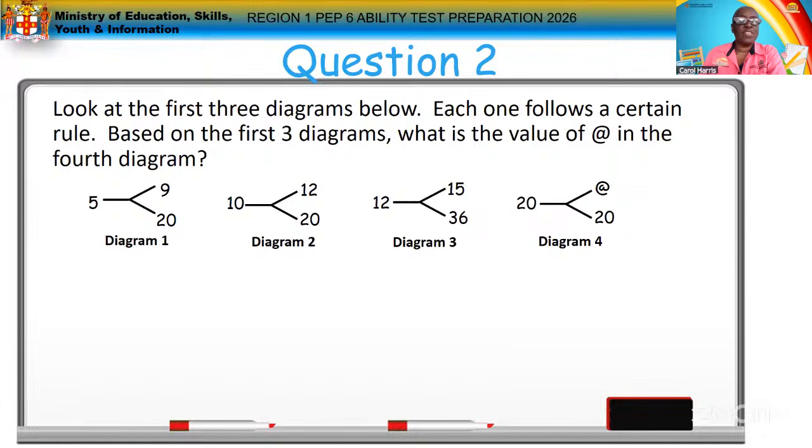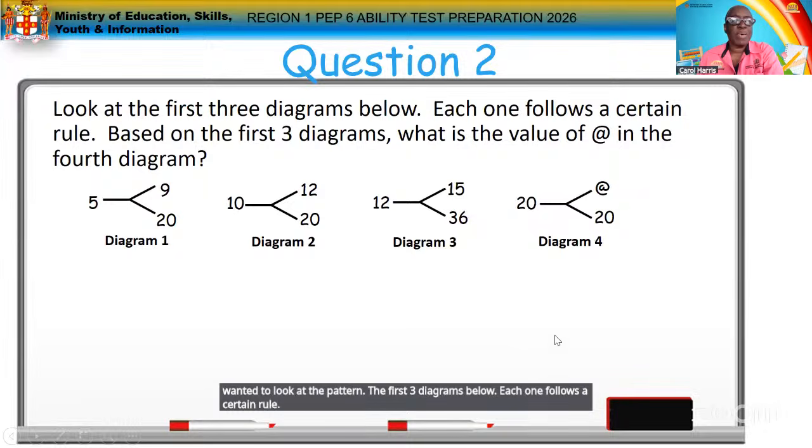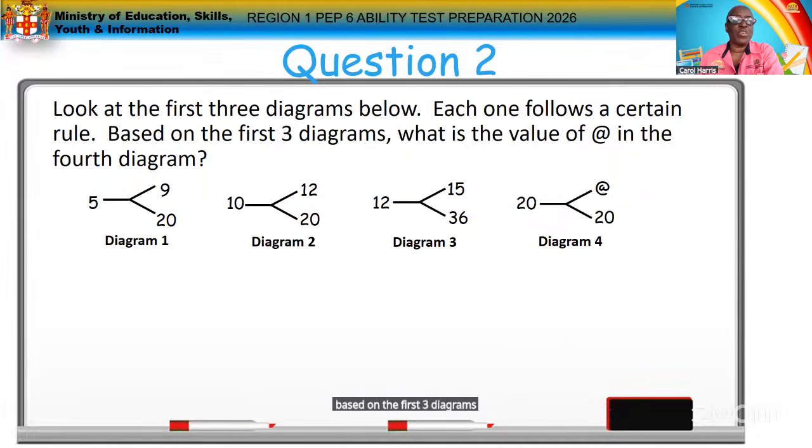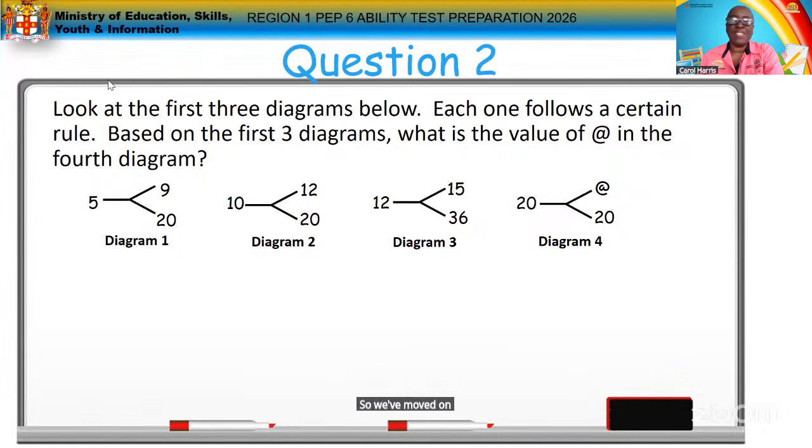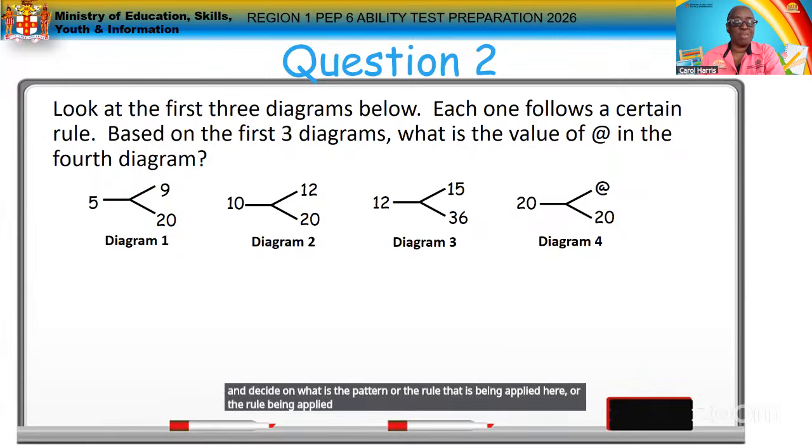Wanted to look at the pattern, the first 3 diagrams below. Each one follows a certain rule based on the first 3 diagrams. So you're going to use your first 3 diagrams to guide you to see if you can determine the rule being applied. And then from those 3 diagrams, determine what would be the answer. So we've moved on. We know the answer is D from the previous slide. We've moved on to another pattern. So we're not ready yet. Give yourself some think time and decide on what is the pattern or the rule that is being applied here, or the rule being applied to create the pattern. Let me put it that way.